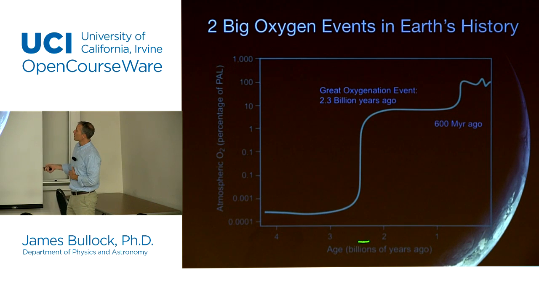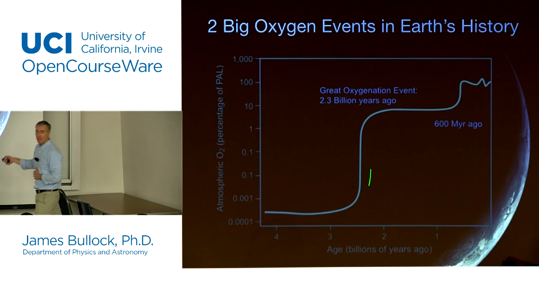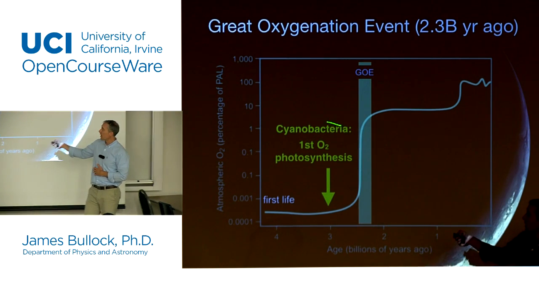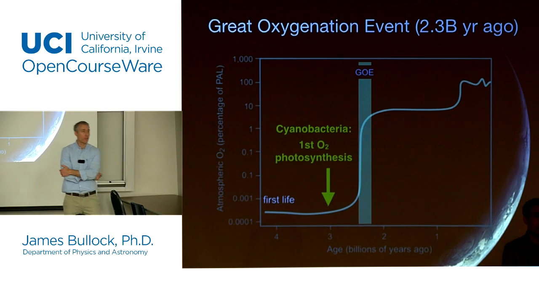Now, you'll notice in this plot there's two big events. There's a big one about 2.3 billion years ago, and there's another one about 600 million years ago. This one right here is called the Great Oxygenation Event. So this is a very big event for the history of life on Earth. And this, again, is this cyanobacteria photosynthesis that developed.